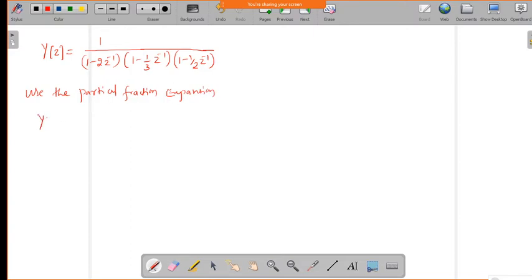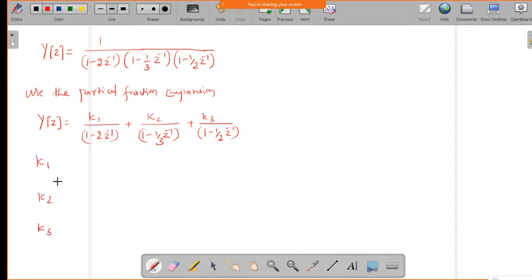So now you can write Y(z) equal to k1 by (1 minus 2 z inverse) plus k2 by (1 minus 1 by 3 z inverse) plus k3 by (1 minus 1 by 2 z inverse). So now we can find out the values of k1, k2, k3. Find out and tell me what all the values are.